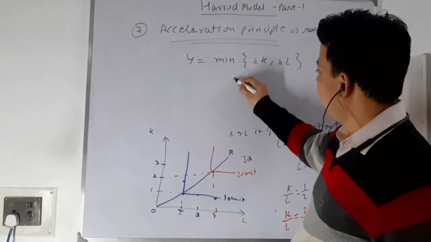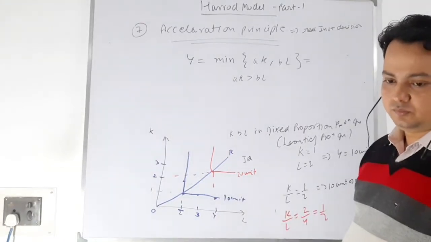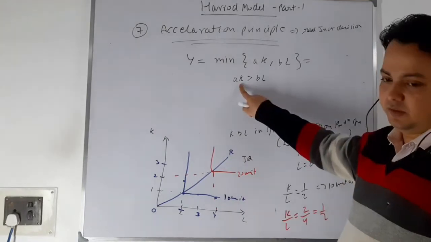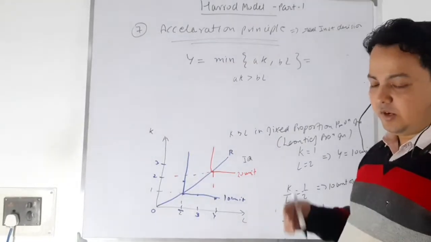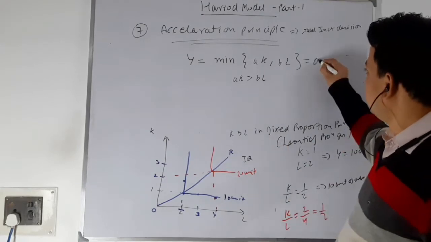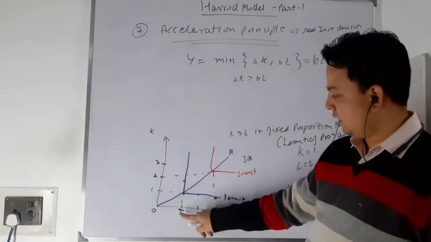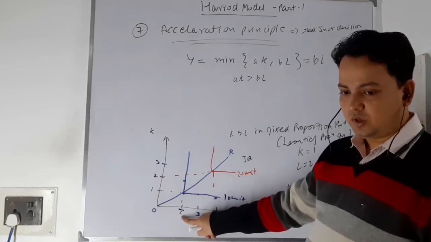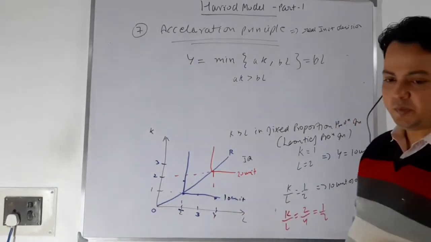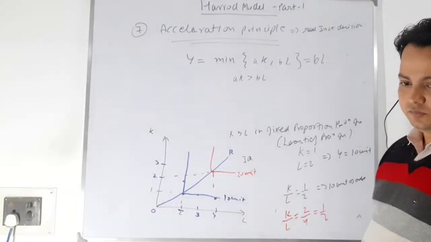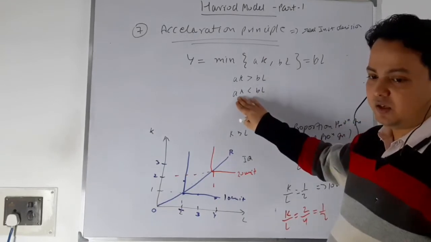Now tell me, if AK is greater than BN, what is the minimum of these two? How much output will we produce? Here I am saying the proportion of capital stock that you have is more than the proportion of labor force. Then when you are producing output, you will produce how much? BN? Yes or no? If you have more capital and labor is 1:2, output production will be determined by the amount of labor. 10 units will be produced. If AK is less than BN, then output will be determined by the amount of capital in the economy.